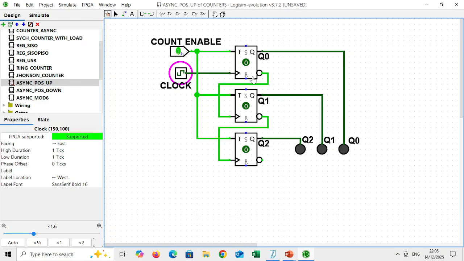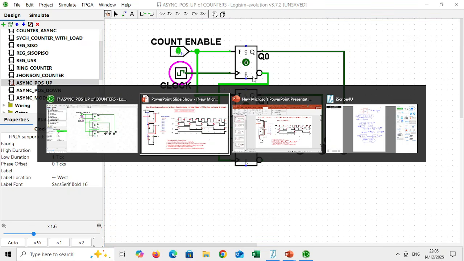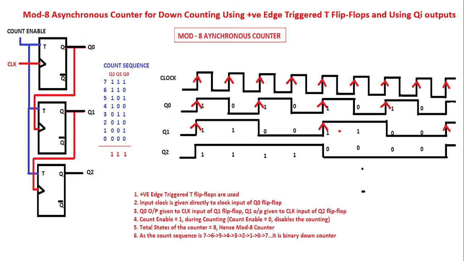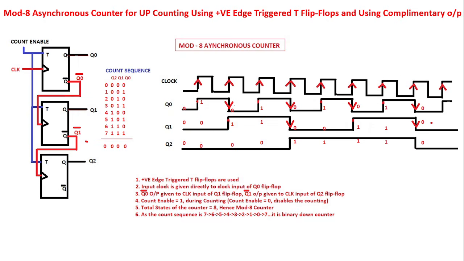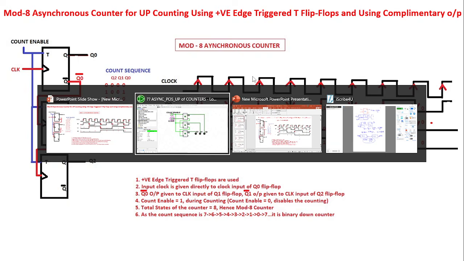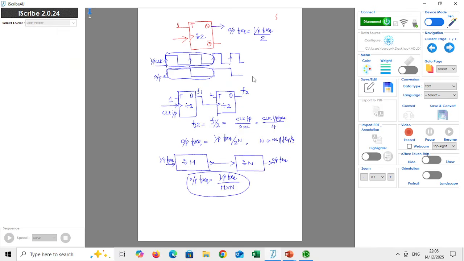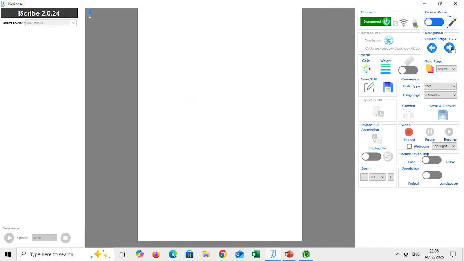How do you write the waveform in this case? There is a concept when we give complementary outputs as clock inputs. So let's draw that and analyze it.